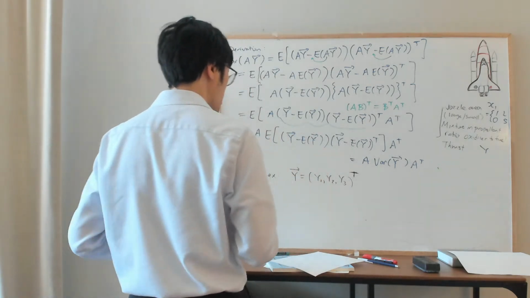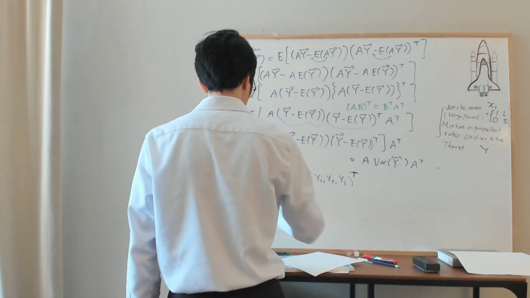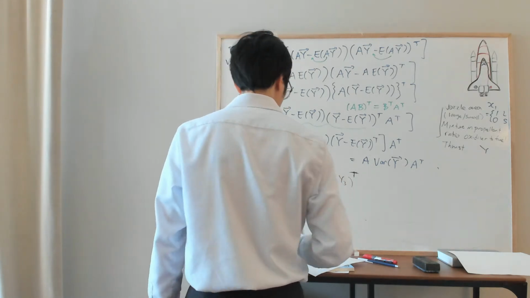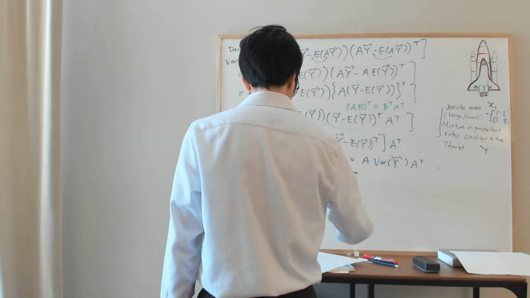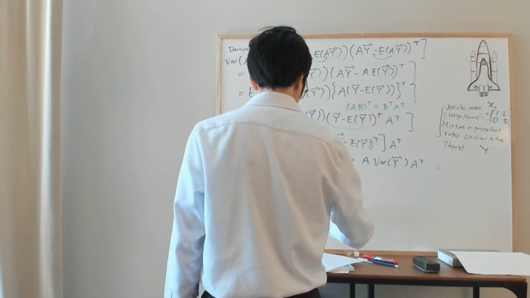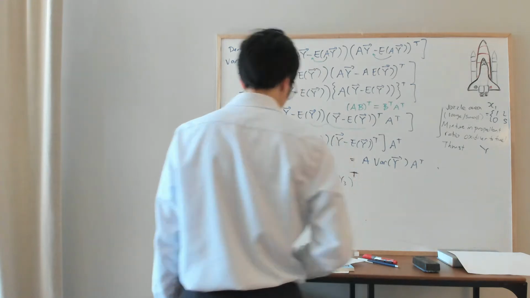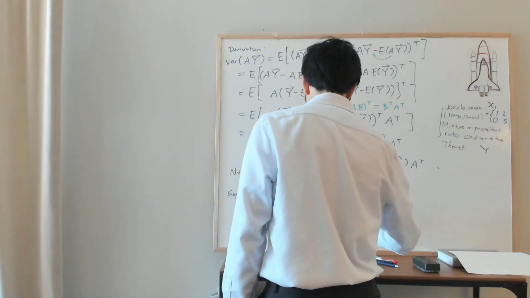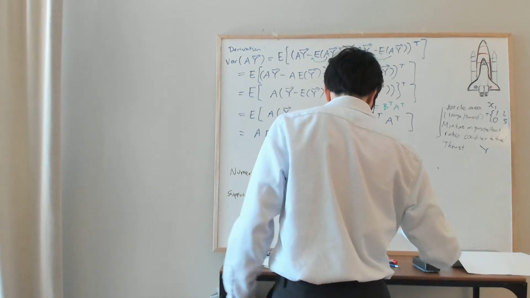Okay, so let's make up a mean vector. Let's say the expectation of y1 is 3, the expectation of y2 is say 1, and the expectation of y3 is say this. This is the mean vector, and let's make up a covariance matrix as well.